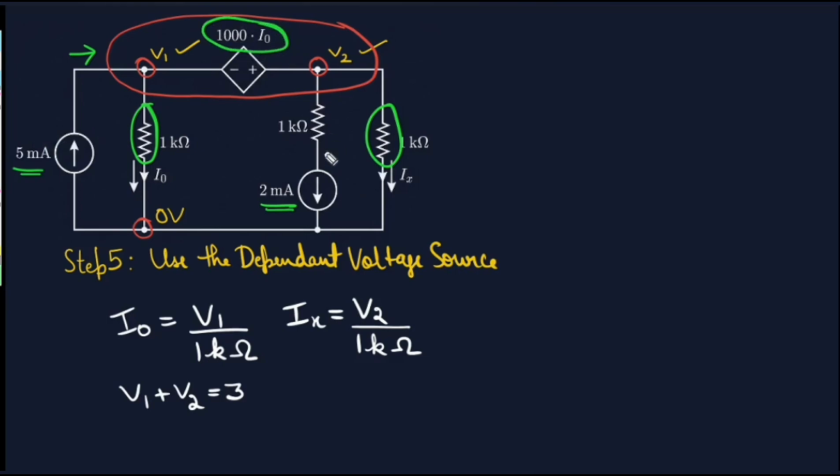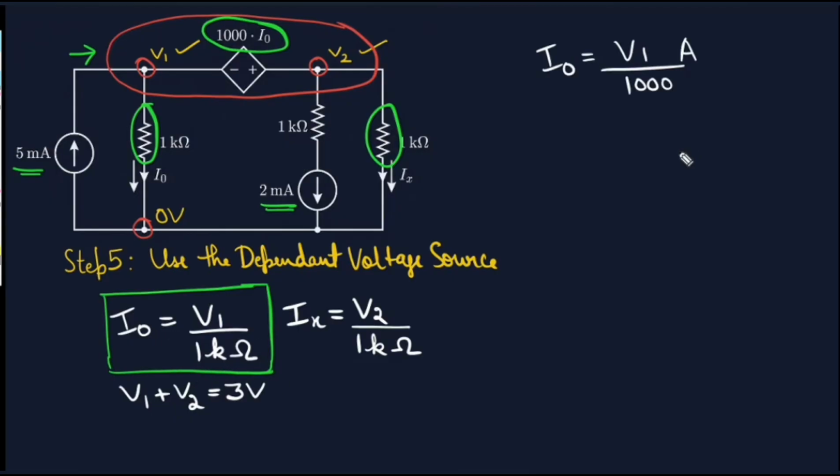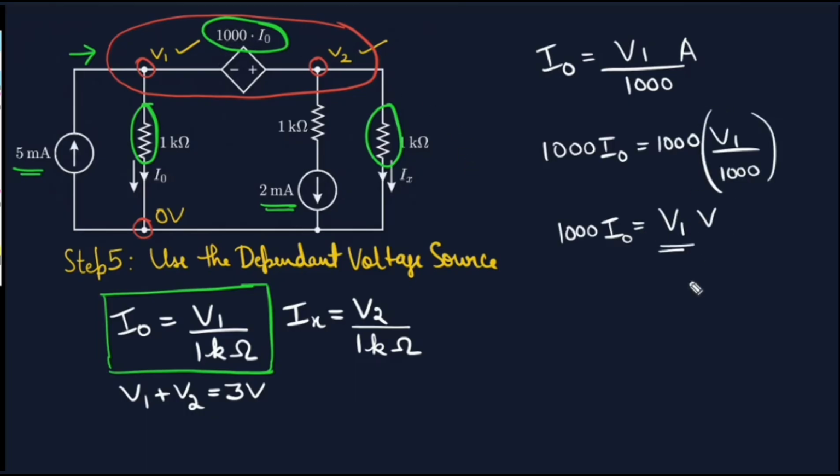The dependent voltage source value is 1000 into I0. From step 2, I0 is given as V1 by 1 kilo ohm. Converting the resistance into ohms, we have I0 given as V1 by 1000 ampere. Now substitute this into the dependent source expression. So that gives us 1000 into V1 by 1000, which is nothing but V1. So our dependent source has the same voltage as the unknown node voltage V1.